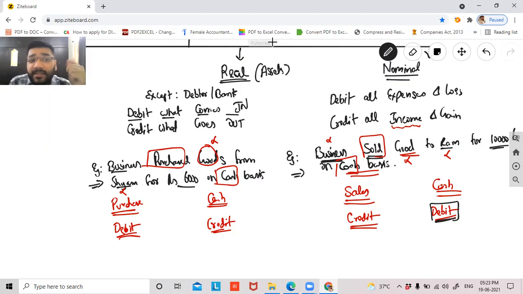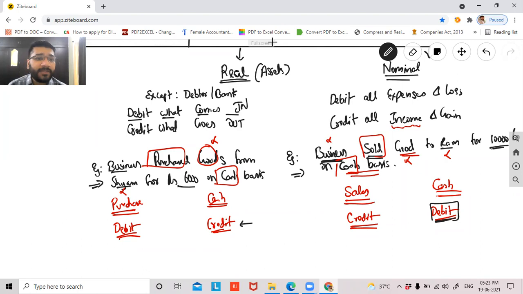Now, when I purchase the goods, guys, does money come in or go out? It goes out from the business. It goes away from the business. So credit what goes out. That is why cash was credited.